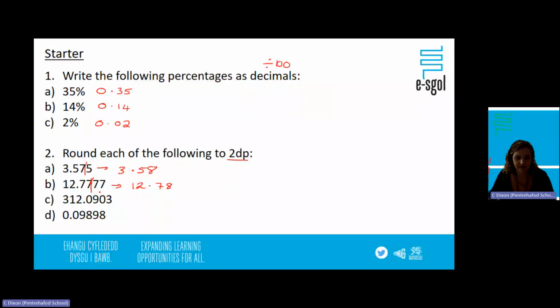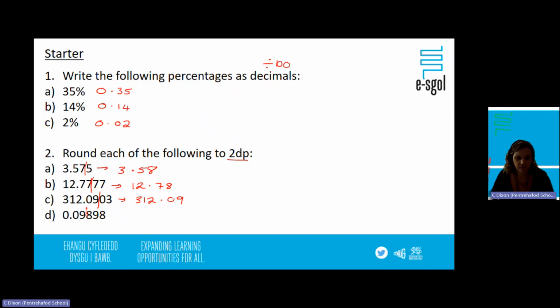For C, after the 9, that's the second digit, I've got a 0. The 0 is not big enough to affect anything that's come before, so 312.09 for C.